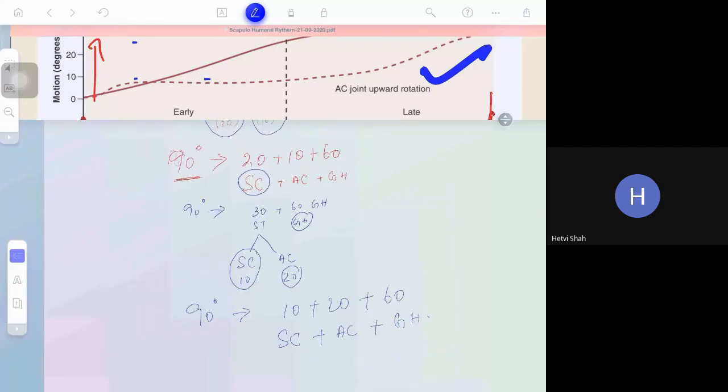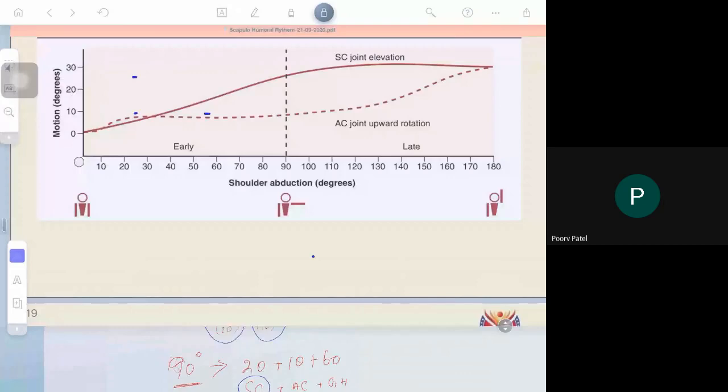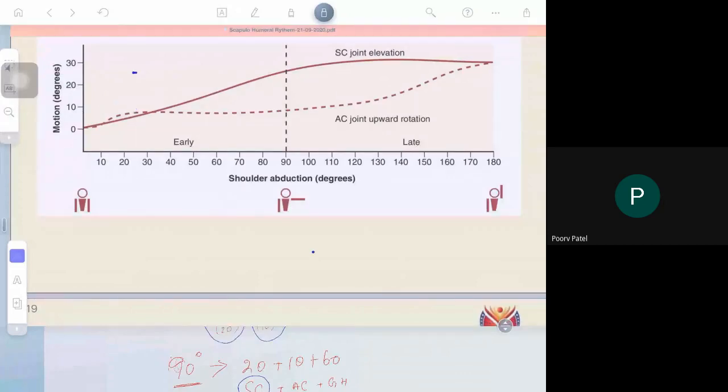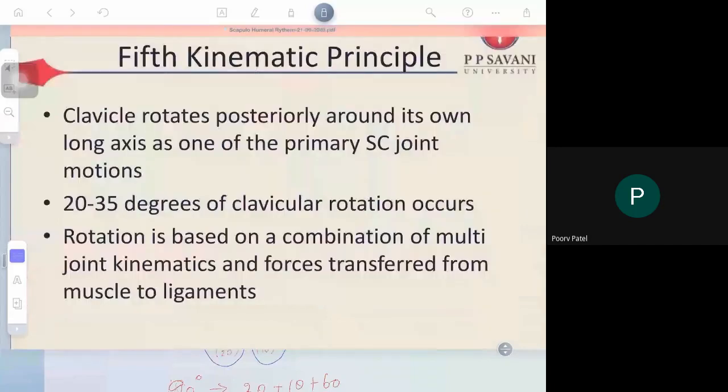Any doubt? No, sir. Okay. So now the last part of the lecture, the fifth kinematic principle. The clavicle rotates posteriorly around its long axis. Now you have to listen more clearly. The clavicle rotates posteriorly. This is the final principle, around its own long axis.